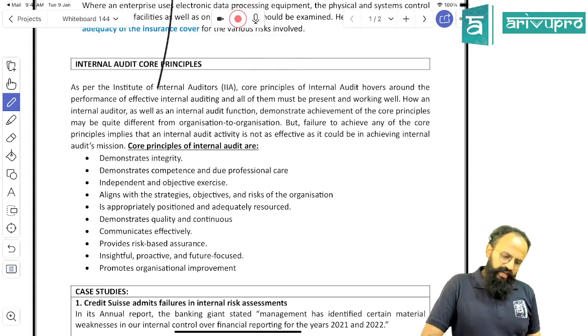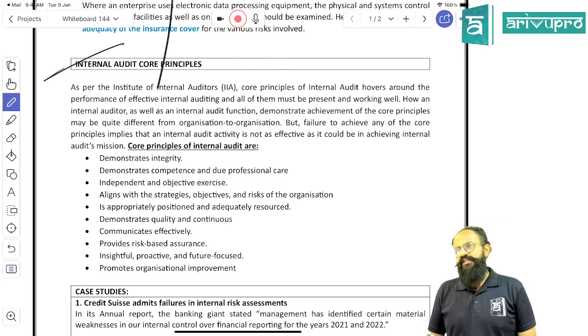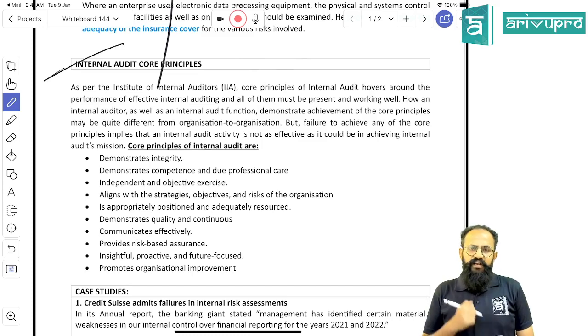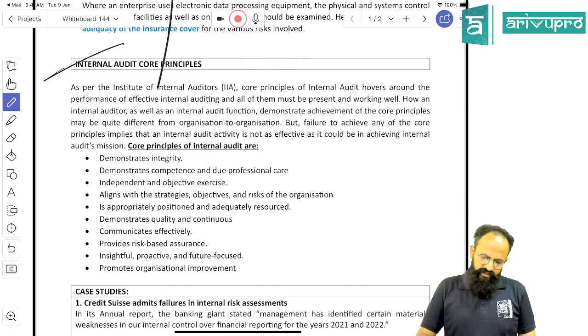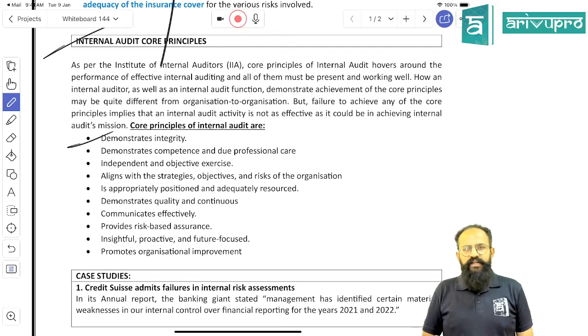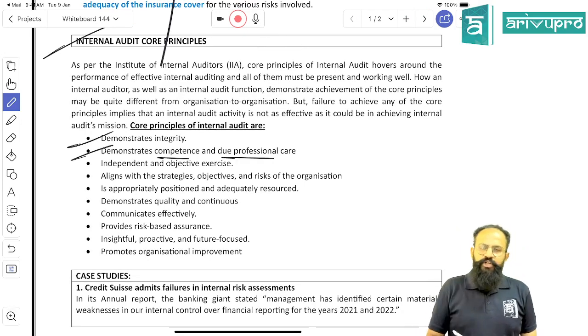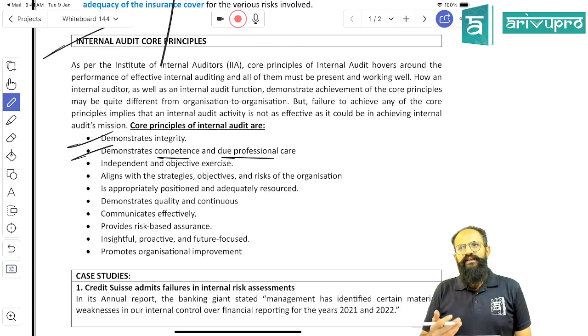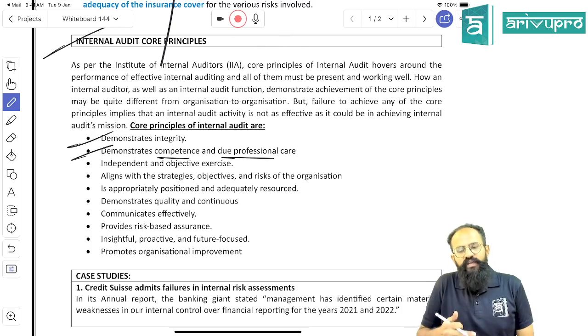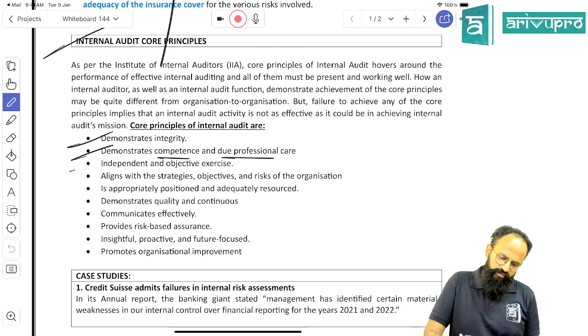Okay. The next one, sir, the internal audit core principles. So the IIA says, people, that there are some core principles that internal audit should have. They will ask you direct questions, people. First one, demonstrate integrity. What is integrity? Being unbiased. Demonstrate competence and due professional care. Meaning, don't be negligent. You have to be on your toes and show diligence. Meaning, always be self-motivated, work more.